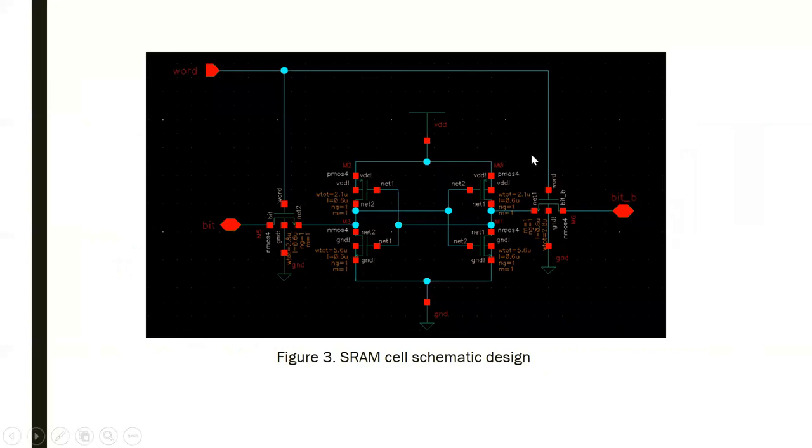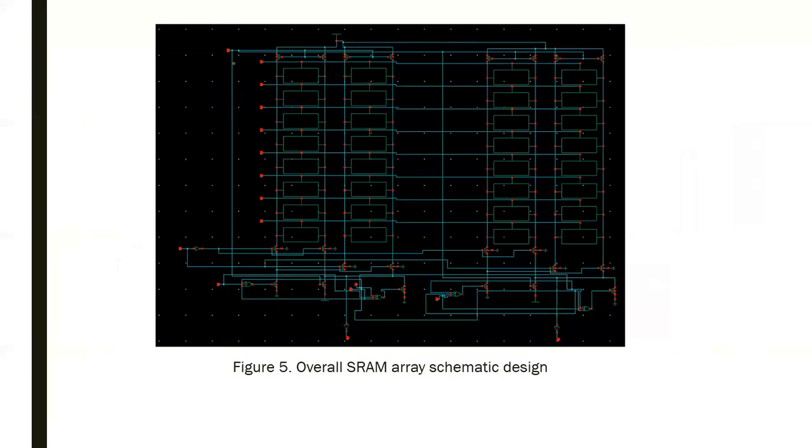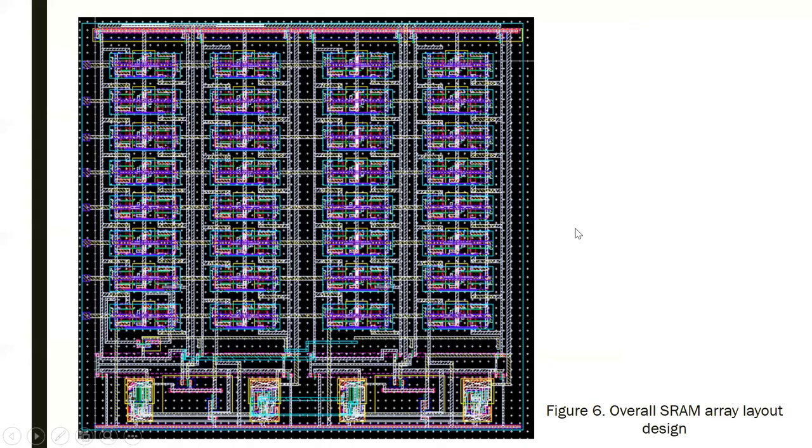So this is the schematic of the SRAM cell that we have designed in our project, and here is the tiny cell layout version of the previous schematic that we have shown for the SRAM memory cell. And this is the overall SRAM array schematic design. So here is the bit line circuitry, here is the column circuitry, and there are the SRAM memory cells. And this is the layout run for the SRAM arrays.